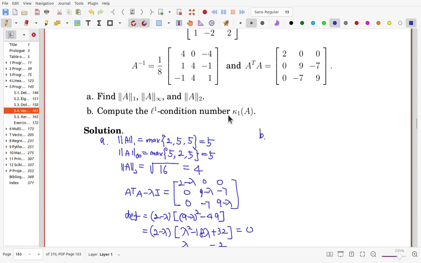Now, the L1 condition number is kappa 1 of A. From definition, that is the A one norm times the A inverse one norm. We already know the A one norm is 5. Now we try to get the A inverse one norm. To get it, we add absolute values vertically, and among them we choose the largest one. 1 over 8 is in front of the matrix, so we only consider the additions. That is 6, that is 8, that is 6. So the maximum value will be 8, and the condition number is 5.